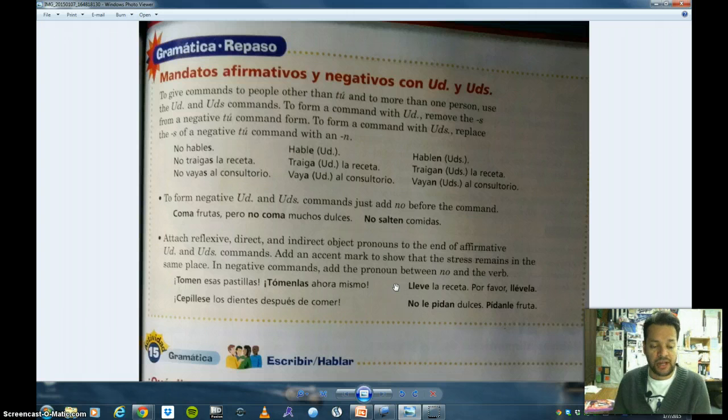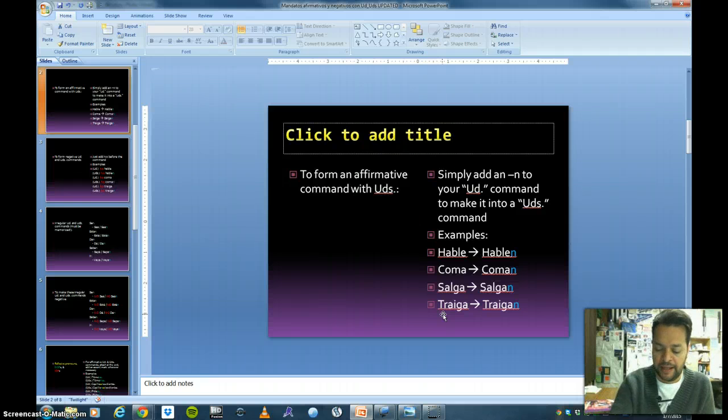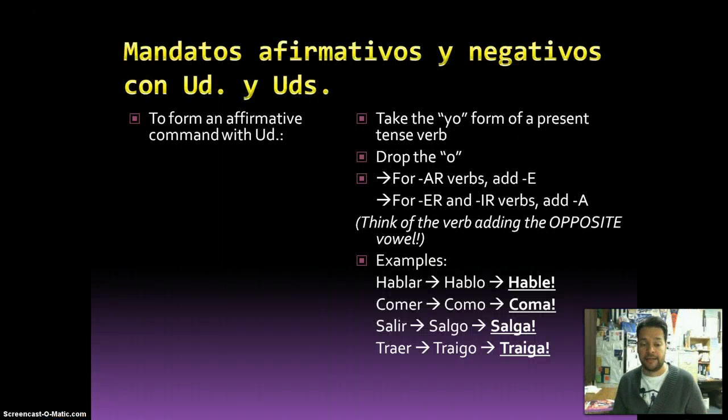So what if you have negative usted and ustedes commands with these pronouns? Well, what you got to do here is that you have to put it in between the word no and the command word. No le pidan dulces. No le pidan. Okay? So the pronoun goes right in the middle, just like a negative tú command. All right. A lot of information to take in, I know. That's the book version. Let's go ahead and take a look at the PowerPoint version, and I can show you this again in La Clase de Español.